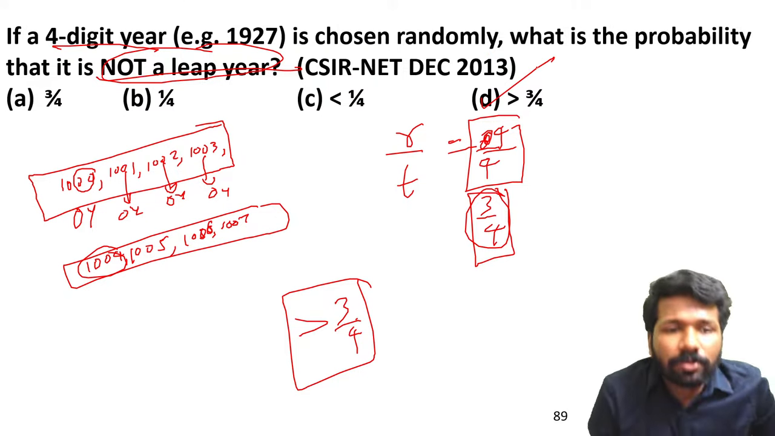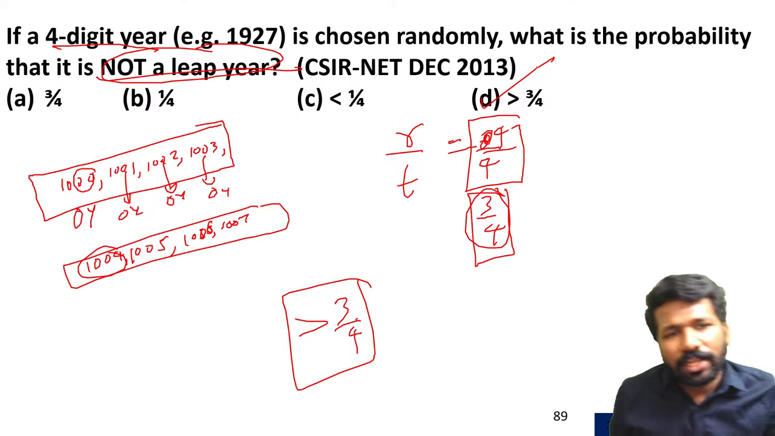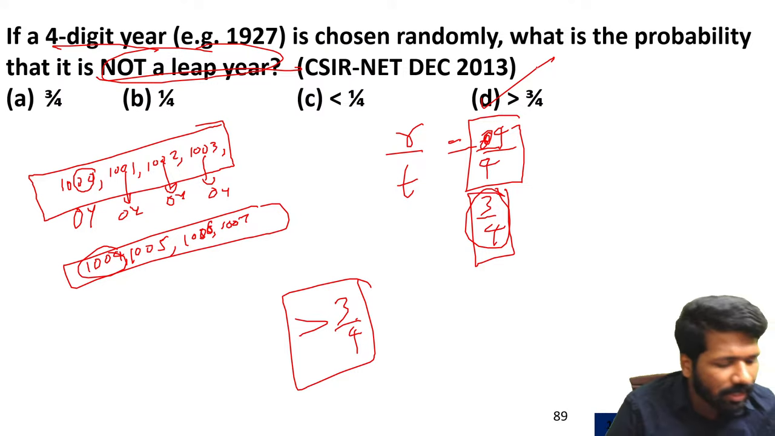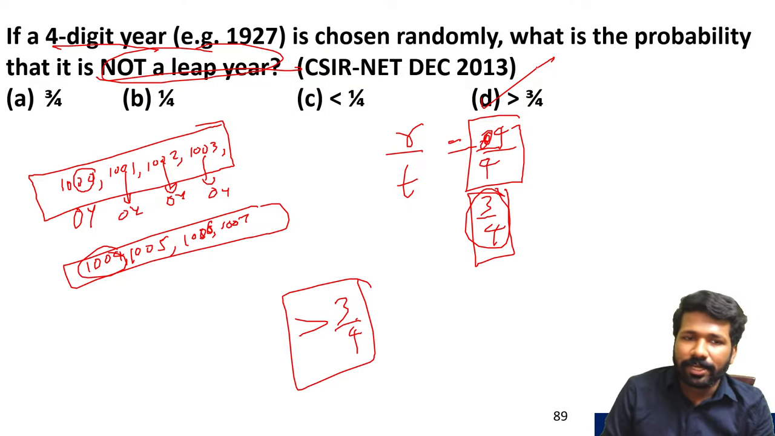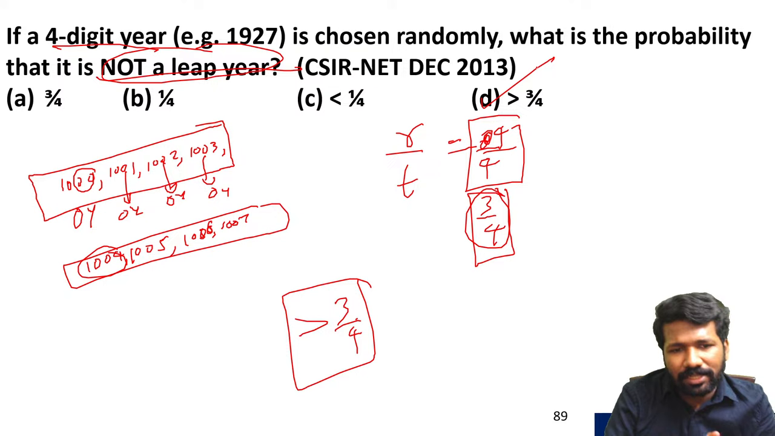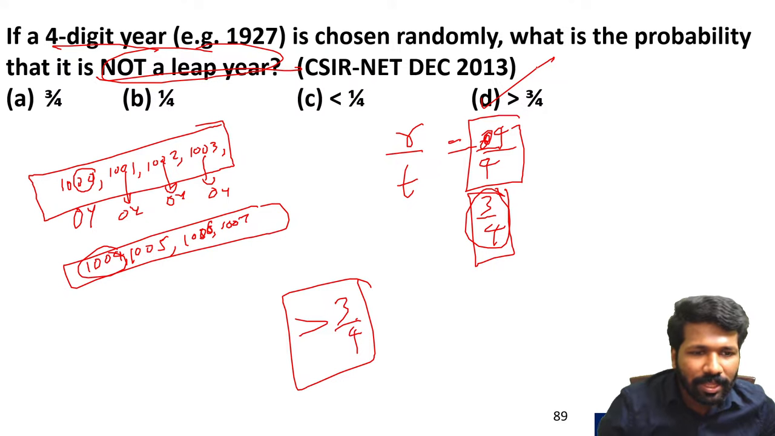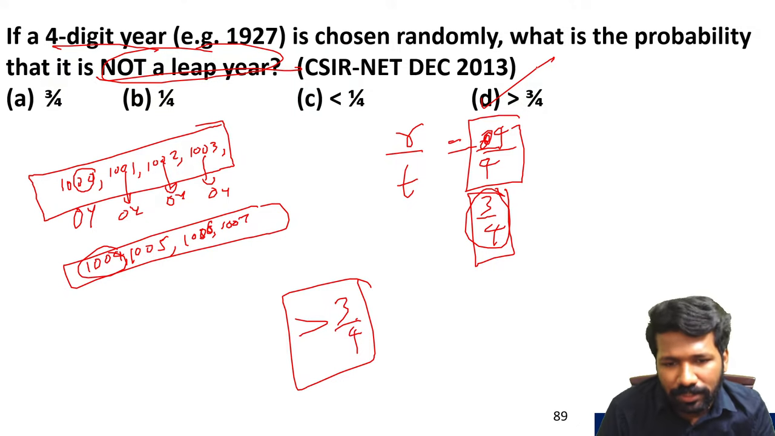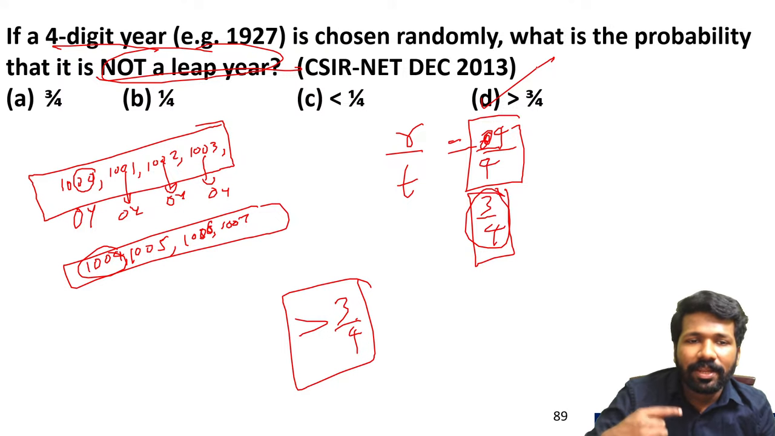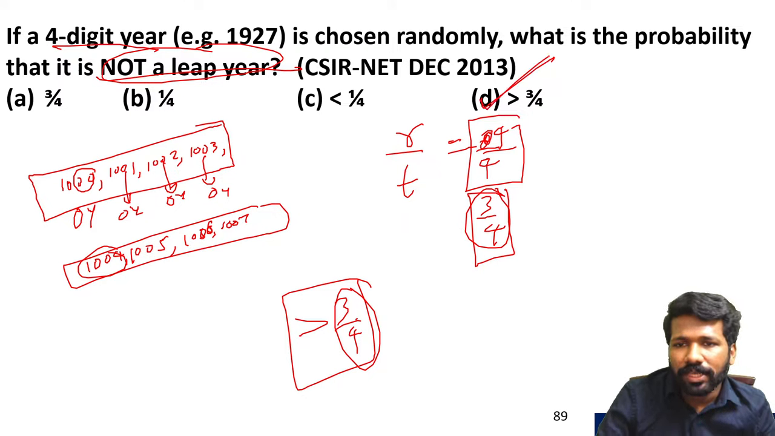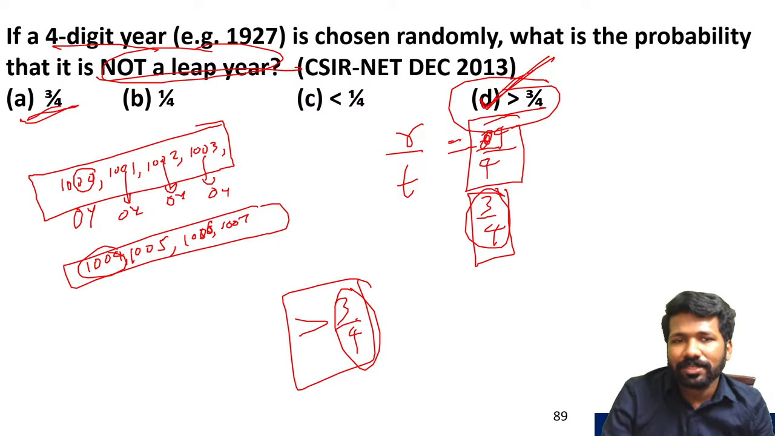Or in other words, if only the first criteria was there, the not-a-leap-year probability would be 3 out of 4, because in every 4 years, 3 ordinary years are there and 1 leap year is there. But due to the second criteria, some of the years we think are leap years are actually ordinary years. That will increase the number of ordinary years, so that will increase the probability of ordinary years. So it will be greater than 3 by 4. We don't want to say exactly how much, whether it is 3 by 4 or greater than 3 by 4 only. That is what the question is asking.